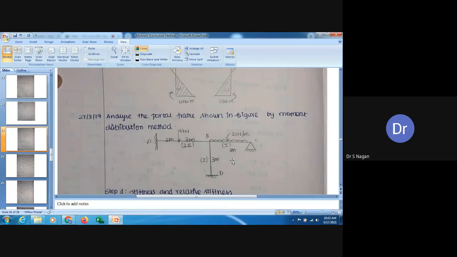We have a portal frame of this type. Loading is 10 kN, 2 meters. Here it is 3 meters, 3 meters. Moment of inertia of this portion is 2I. This portion is I. This is I.